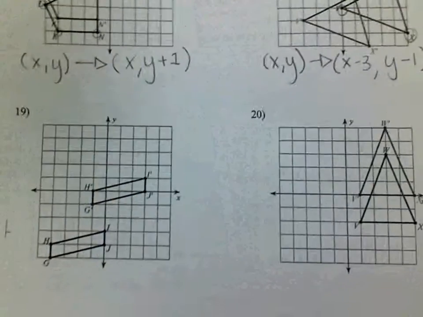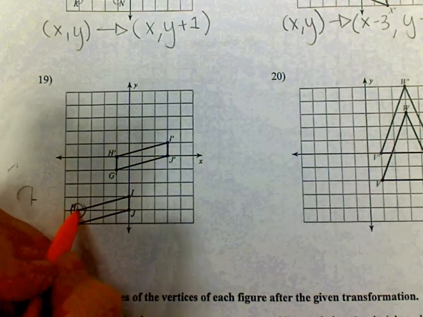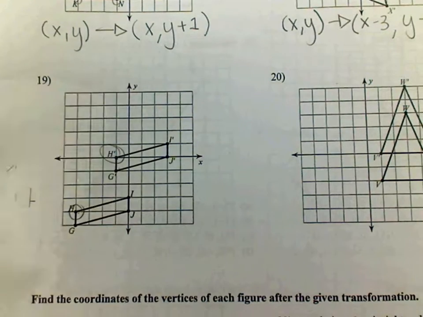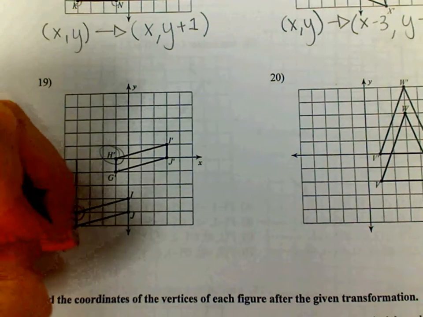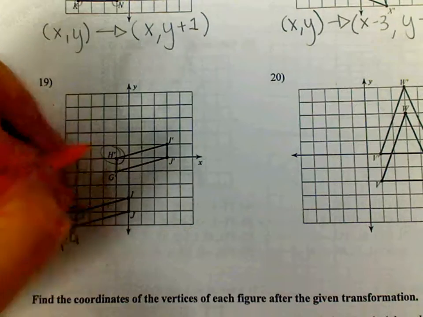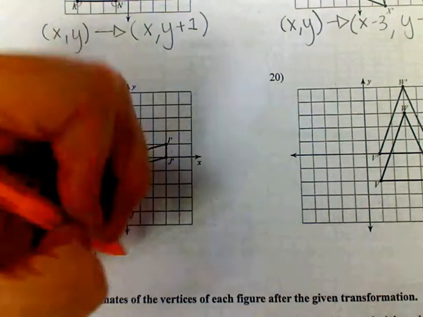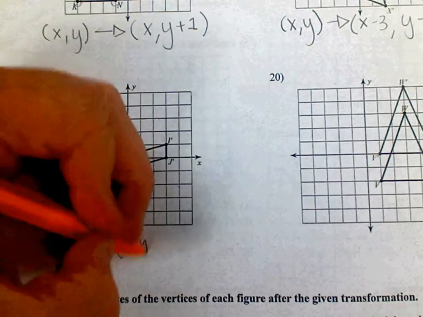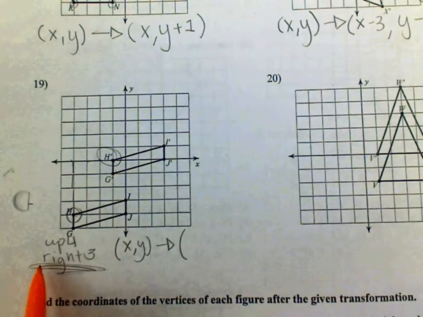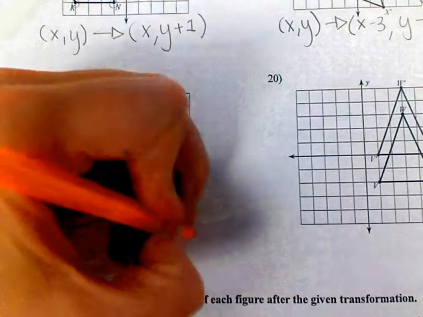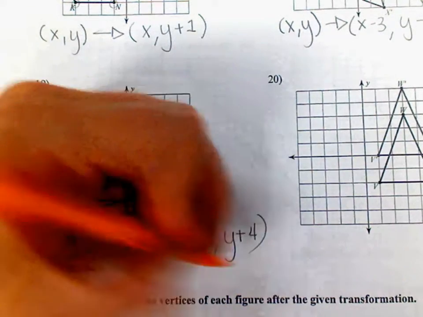2 more. 19. This is our pre-image. This is our image. So let's look at H. From H to H prime, we went up 4 and right 3. So our rule, parentheses, x comma y arrow. So the right 3, that's our x, and since it's right, it's plus. X plus 3, and up 4 is y plus 4.